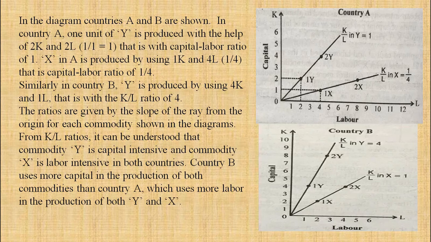From the K by L ratios, it can be understood that commodity Y is capital intensive and commodity X is labor intensive in both the countries. Country B uses more capital in the production of both commodities than country A, which uses more labor in the production of both Y and X.